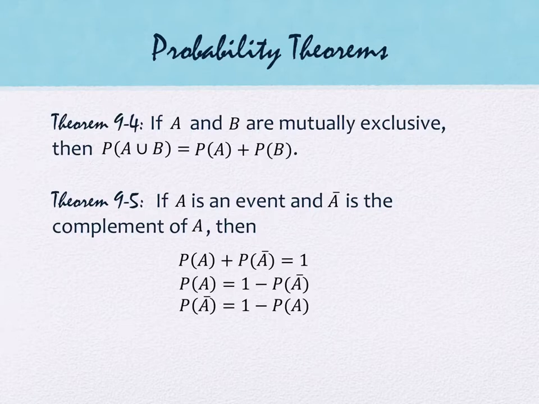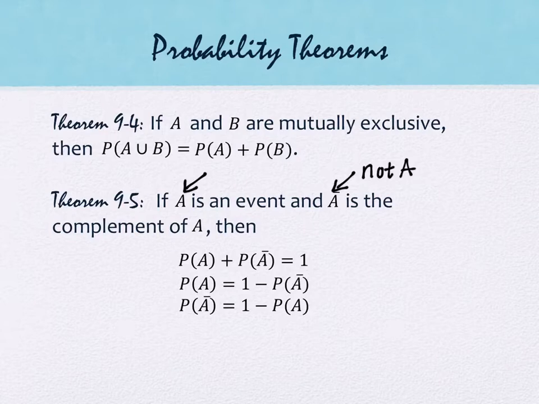Theorem 9.5 talks about complements. Again, your familiarity with complements probably hinges on whether or not you've had a set theory class or number theory specifically. So this is an event happening, this is event A, and this is the event of its complement, which means it's not A happening.